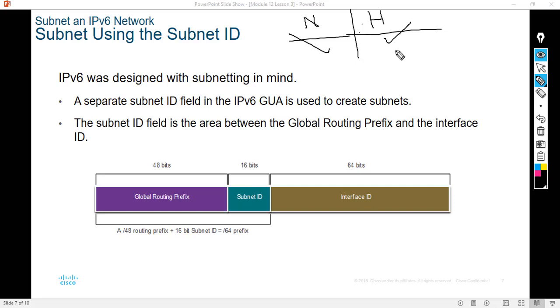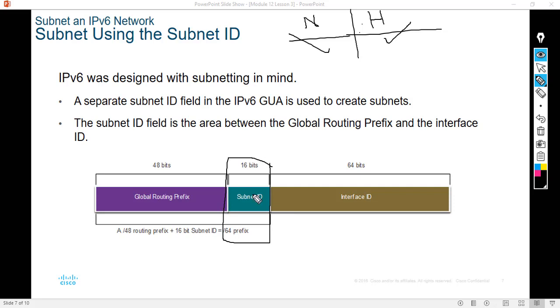This is because subnetting was an afterthought with IPv4. With IPv6, it was designed with subnetting in mind. A separate subnet ID field is already created in the IPv6 global unicast address, and that's the main thing we need to pick up in this part of the module. There's nothing complex about subnetting in IPv6, except that you need to know you are given 16 bits for your subnet ID, and all you're doing is playing around with those 16 bits to create subnets. That's the main idea here.